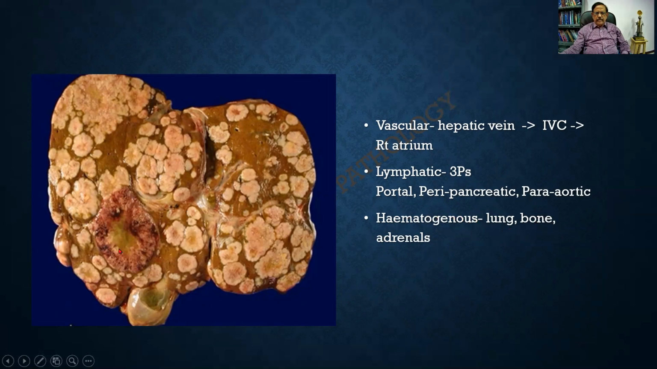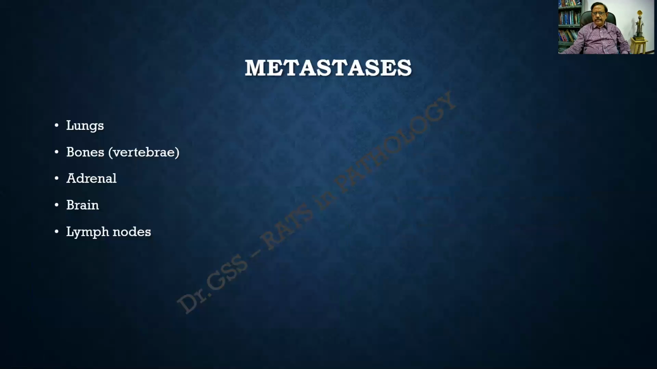And finally, this is a tumor. Before it spreads elsewhere, it can spread within the tumor itself, the liver itself. So this is one. Please remember this. And I mentioned this earlier. Vascular, hepatic vein, inferior vena cava up to the right atrium, almost similar to the renal cell carcinoma. The common sites of metastasis are already mentioned.